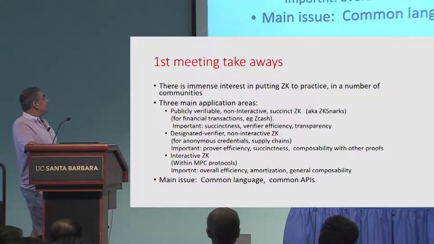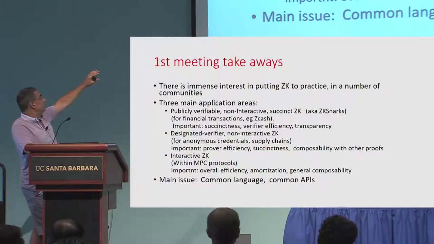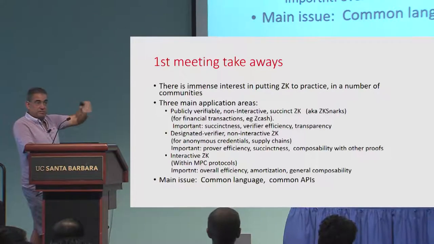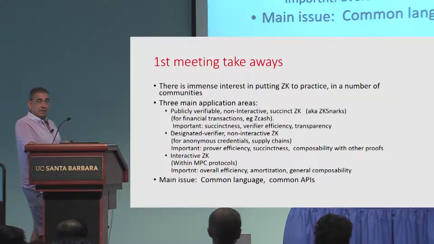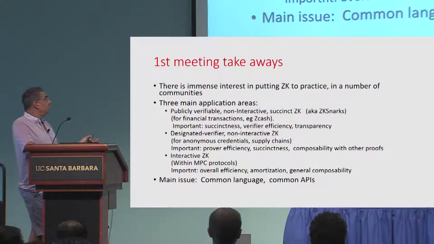Then another setting, and it's supposed to be non-interactive. It's very important that, of course, it's non-interactive. The second setting is designated verifier non-interactive zero knowledge, again non-interactive. But this is a different sort of application: anonymous credentials, supply chains, provenance of data with secrecy. So here the prover is the one that's supposed to be efficient, because often this is the weak party. And he wants succinctness, but maybe not as succinct, depending on the application. And again, composability, because if you want to do things over and over again, or put together credentials, et cetera, you need composability.